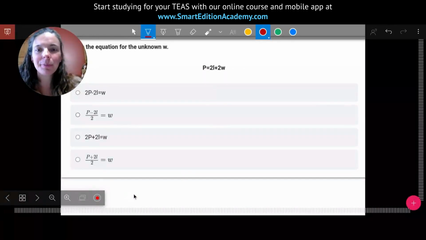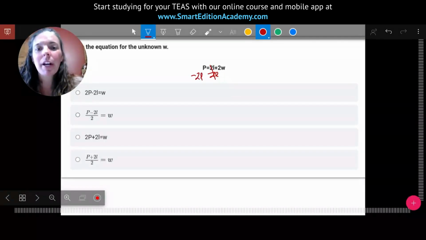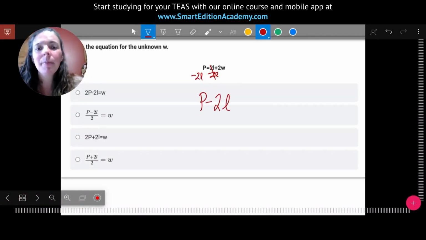I want to show you one other type of equation you may need to solve. This says solve the equation for the unknown w. Essentially, what we want to do is get w by itself. We're dealing with all these other variables, but we're going to follow the same process and keep the end goal in mind of getting w by itself. The first thing I want to do is get rid of this 2l. It's a positive 2l, so we have to subtract it. So p minus 2l equals 2w.